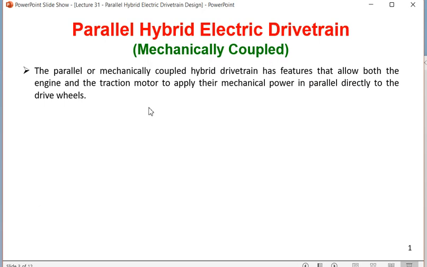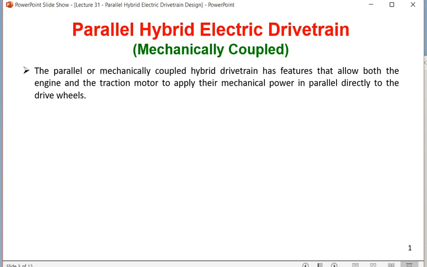What is the speciality of the parallel hybrid electric drivetrain? The parallel or mechanically coupled hybrid drivetrain has a feature that allows both the engine and the traction motor to apply their mechanical power in parallel directly to the drive wheels.